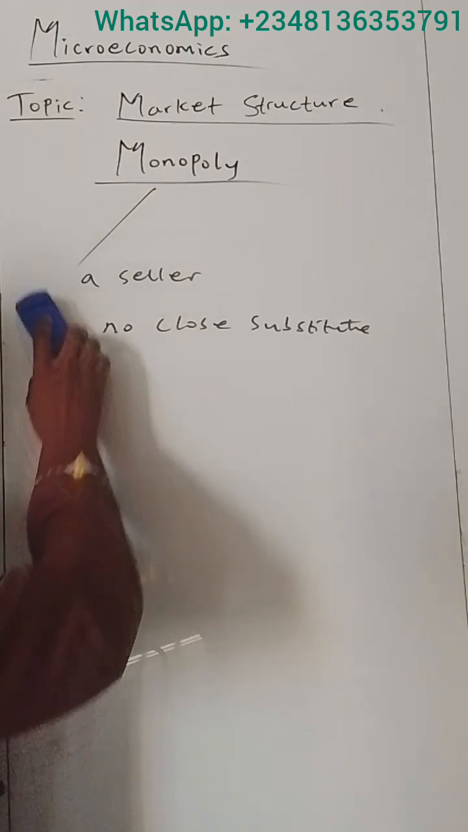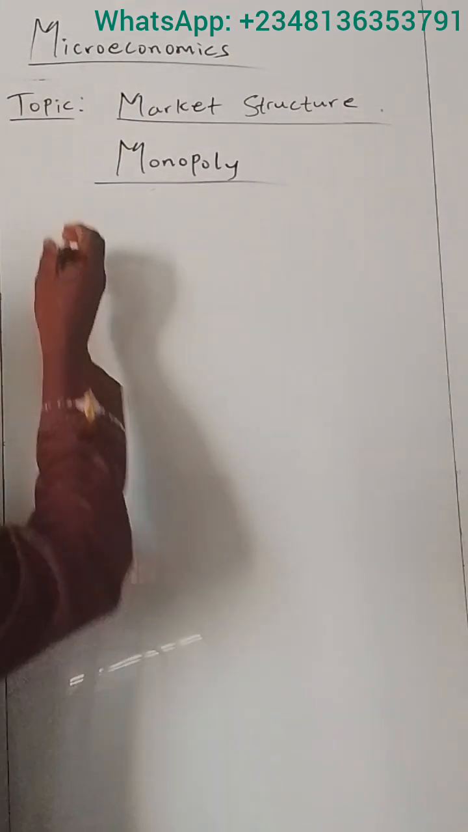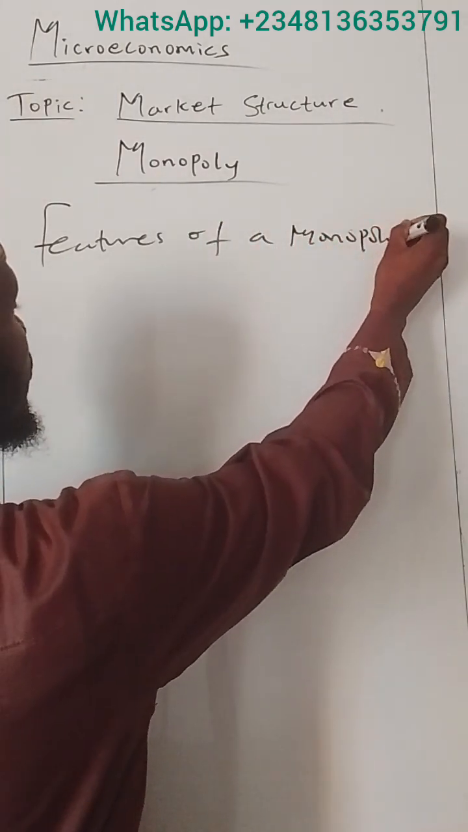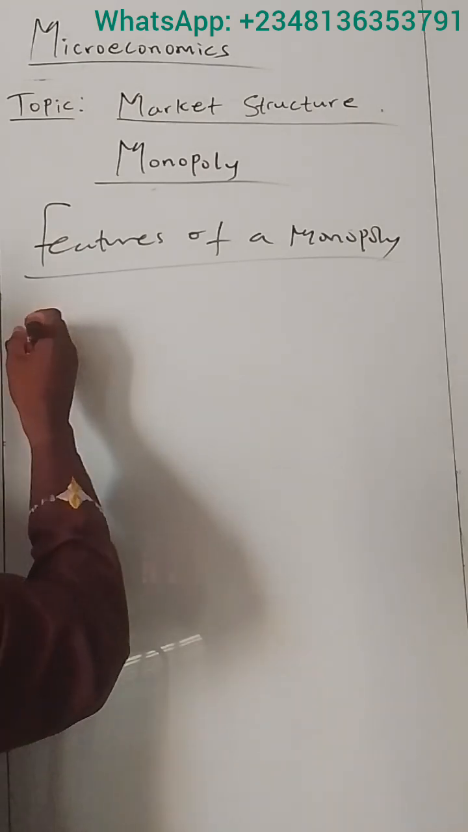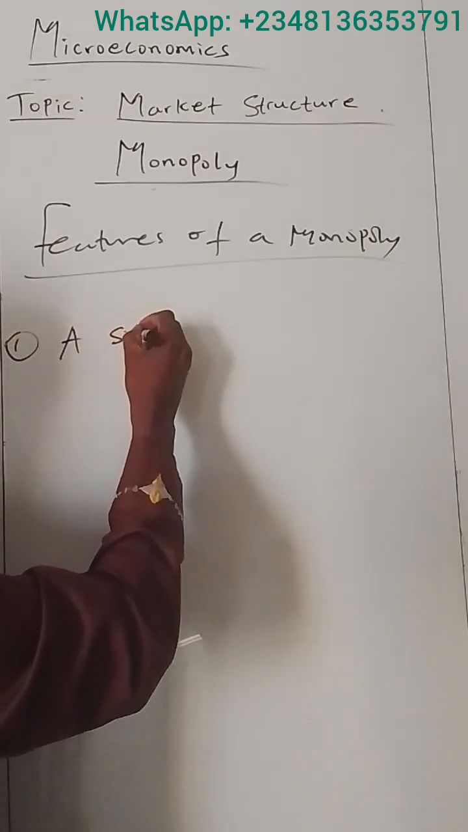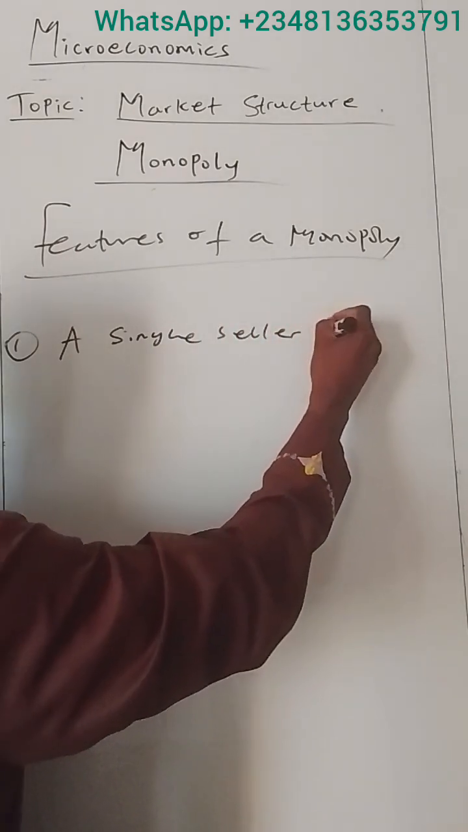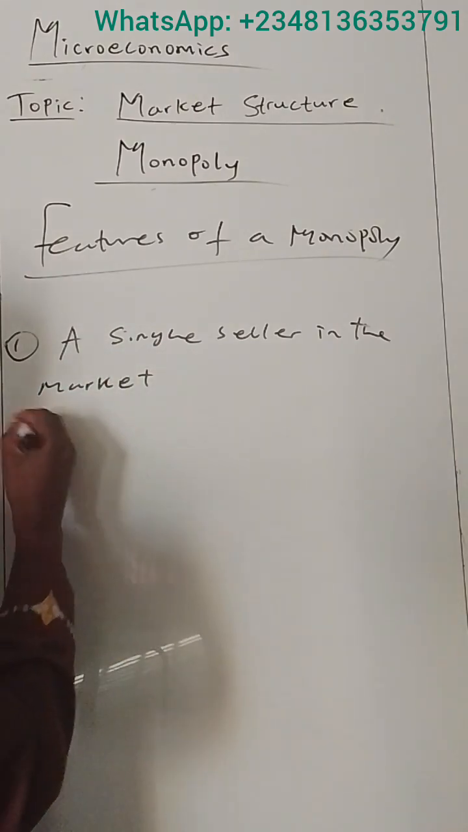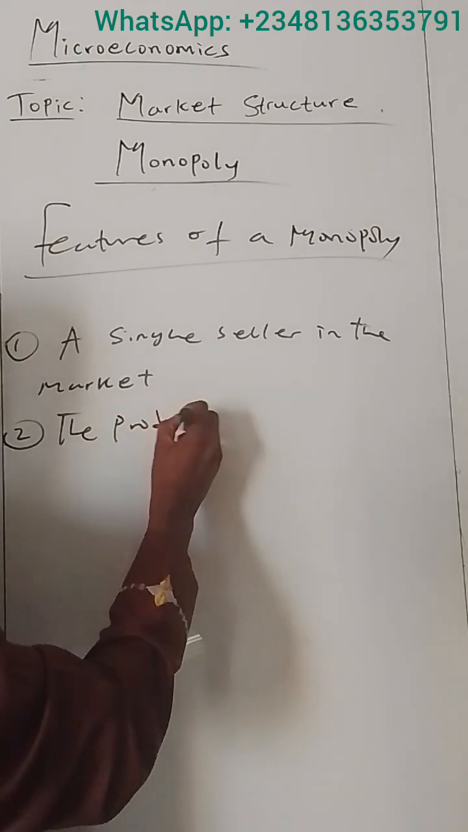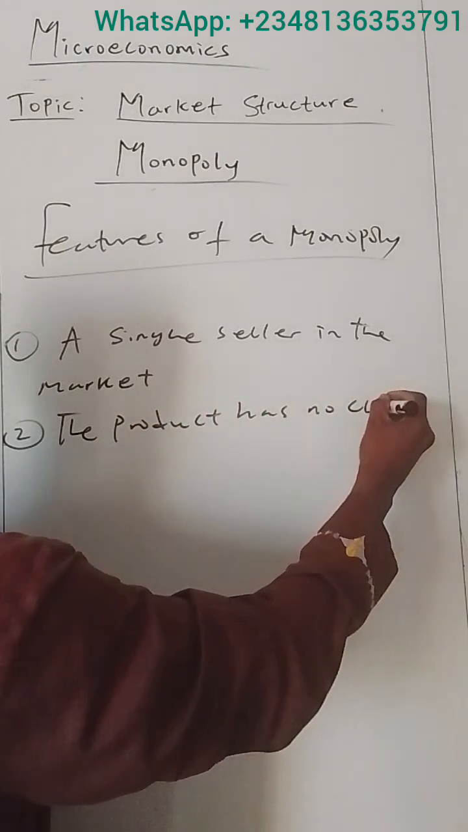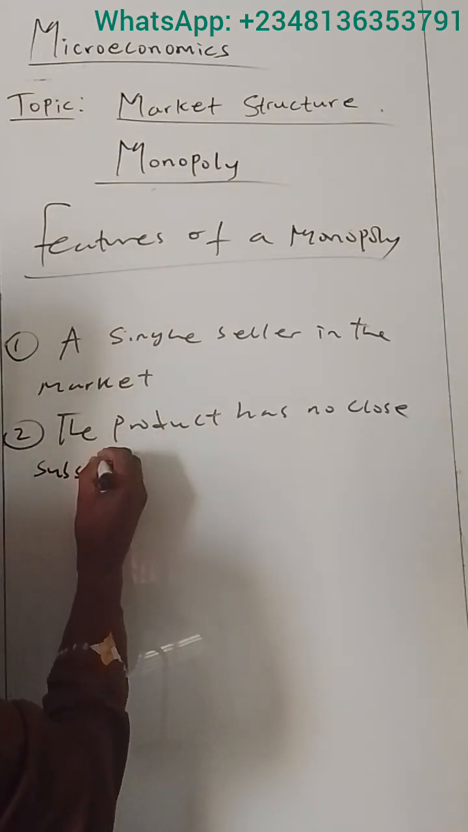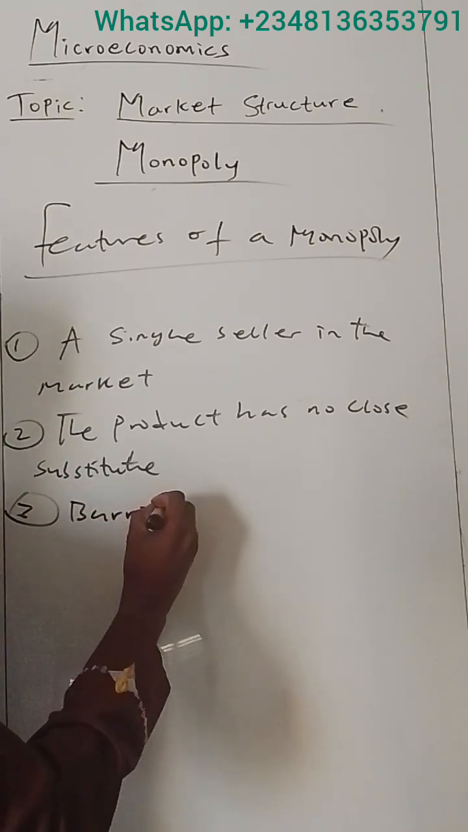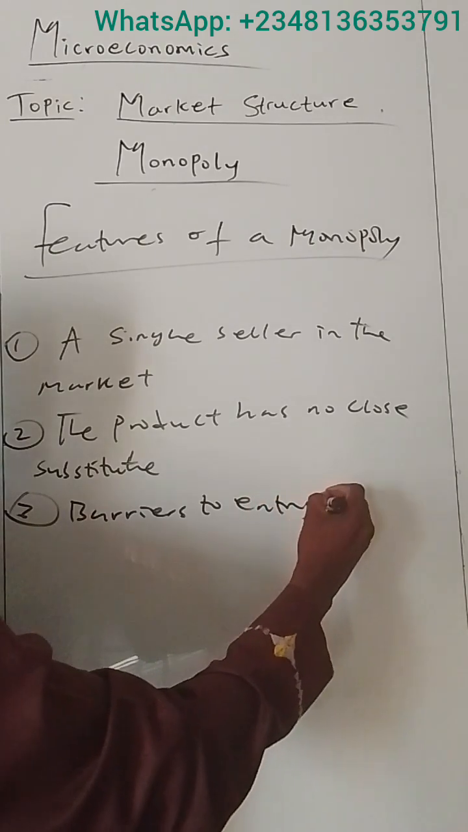Now, what are the features of a monopoly? The first one is that there is a single seller in the market. There's only one seller in the market, and the product has no close substitute. Three is that there are barriers to entry and exit.